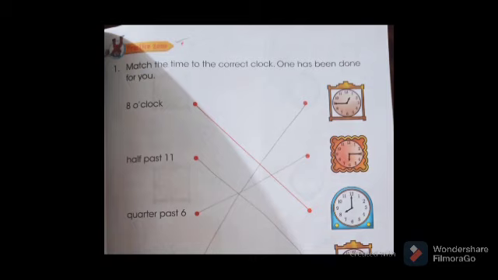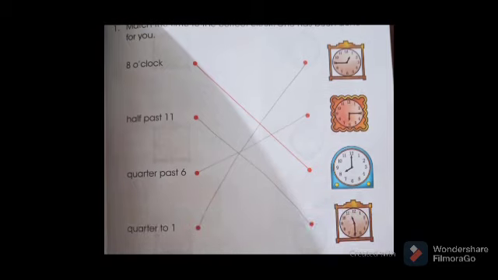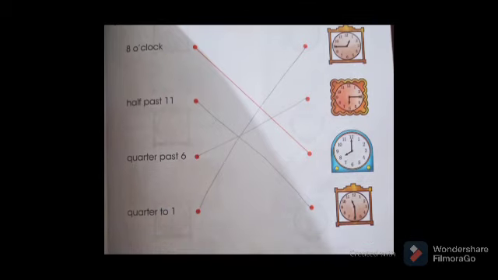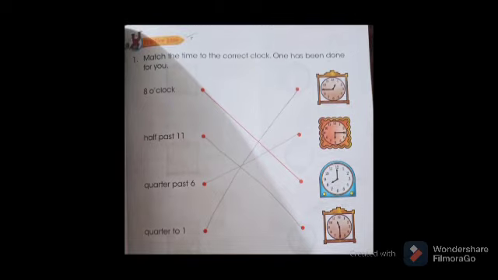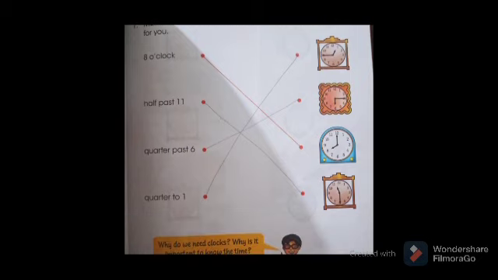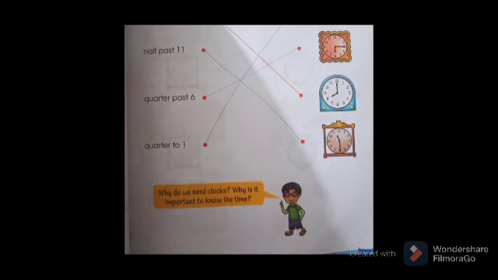On the next page, match the time to the correct clock. One has been done for you. As you can see, 8 o'clock has been done for you. The remaining parts are also solved on this page. You have to try by yourself and then match your answers with these given answers.